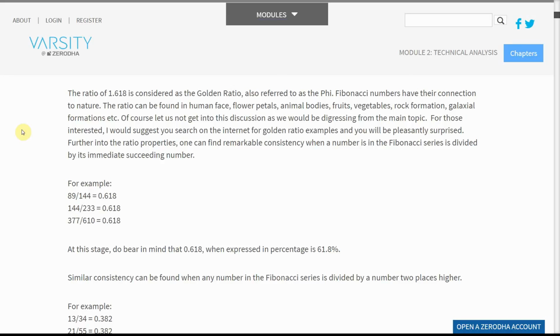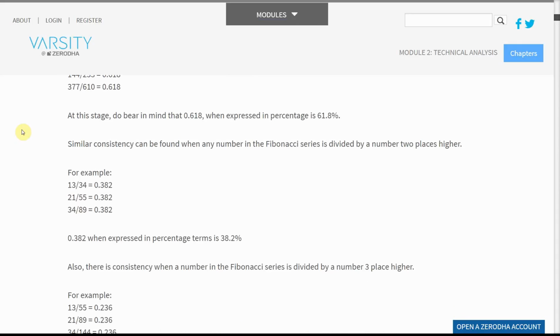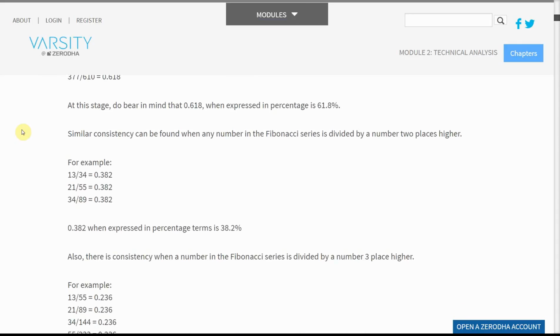Similar consistency can be found when any number in the Fibonacci series is divided by a number 2 places higher. For example, 13/34 equals 0.382. 21/55 equals 0.382. 34/89 equals 0.382. 0.382 when expressed in percentage terms is 38.2%.